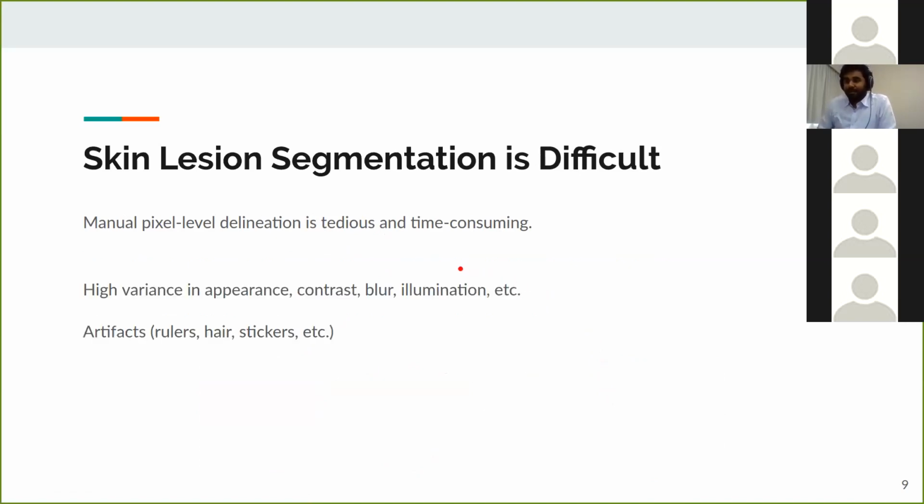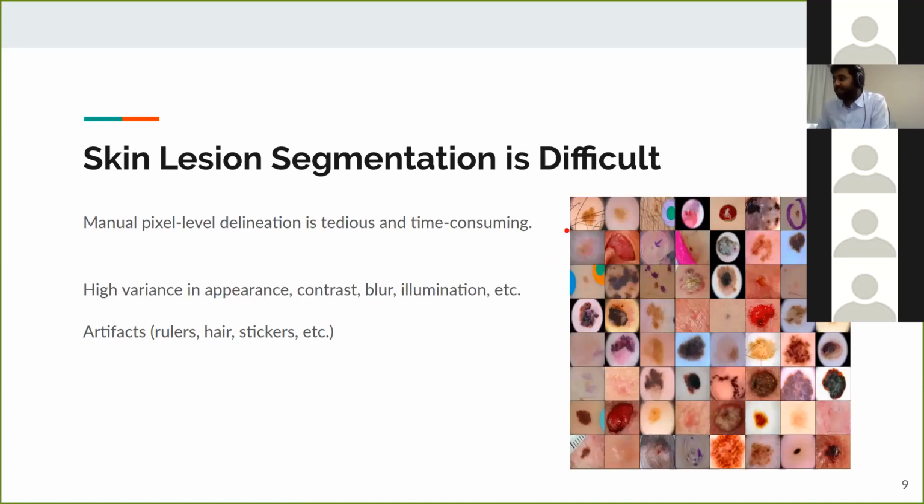This is compounded by the high variance in the appearance of skin lesions, be it in terms of contrast, blur, illumination, or the presence of artifacts. You can see that in this 8 by 8 grid of skin lesion images that they exhibit a huge degree of variance. Finally, another source is the poor inter-annotator agreement in segmentation masks.